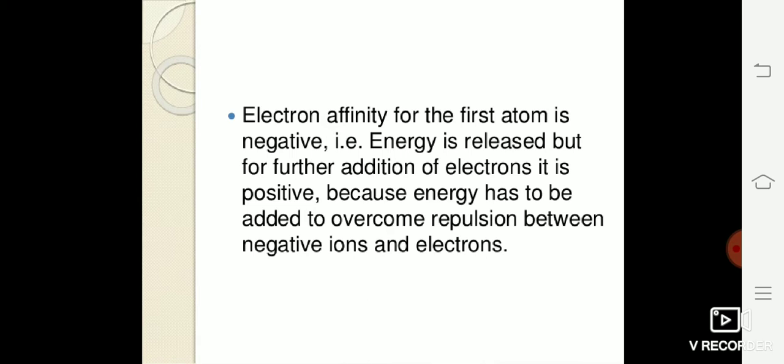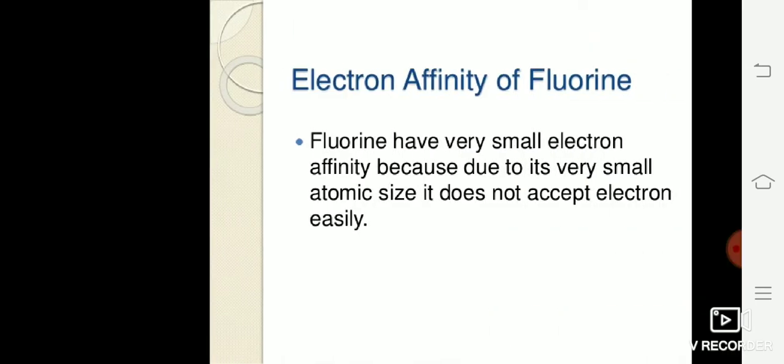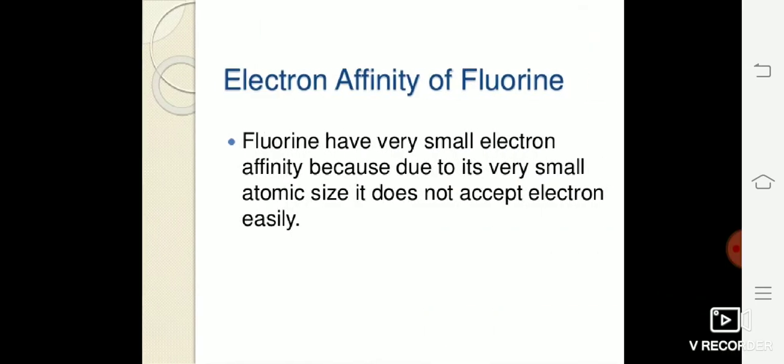Now, electron affinity for the first electron is negative, that is energy is released, but for further addition of electrons it is positive, because energy has to be added to overcome the repulsion between the negative ion and the electron. So, this is very important for you, that electron affinity for the first electron would be negative, but for further addition of electrons, electron affinity becomes positive, as it has to overcome the repulsion between the negative ion and the electron.